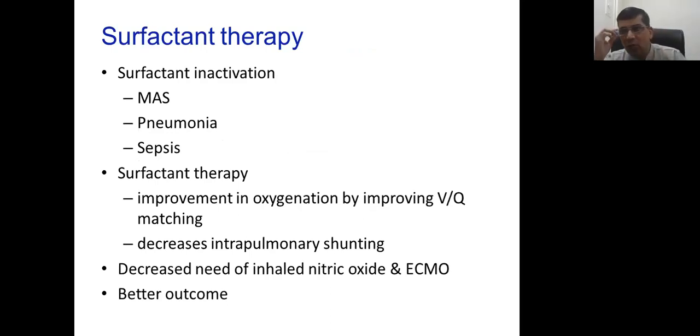If you see our own paper, on surfactant therapy for congenital pneumonia, which was quoted in the IDS guidelines also. So we use surfactant quite frequently for congenital pneumonia. Similarly for meconium, we use it early, and we use a second dose early, within 6 hours also. Surfactant improves your VQ mismatch. It decreases shunting. It decreases the need of nitric, naturally decreases the need of ECMO, which I don't have, but that's a better outcome.